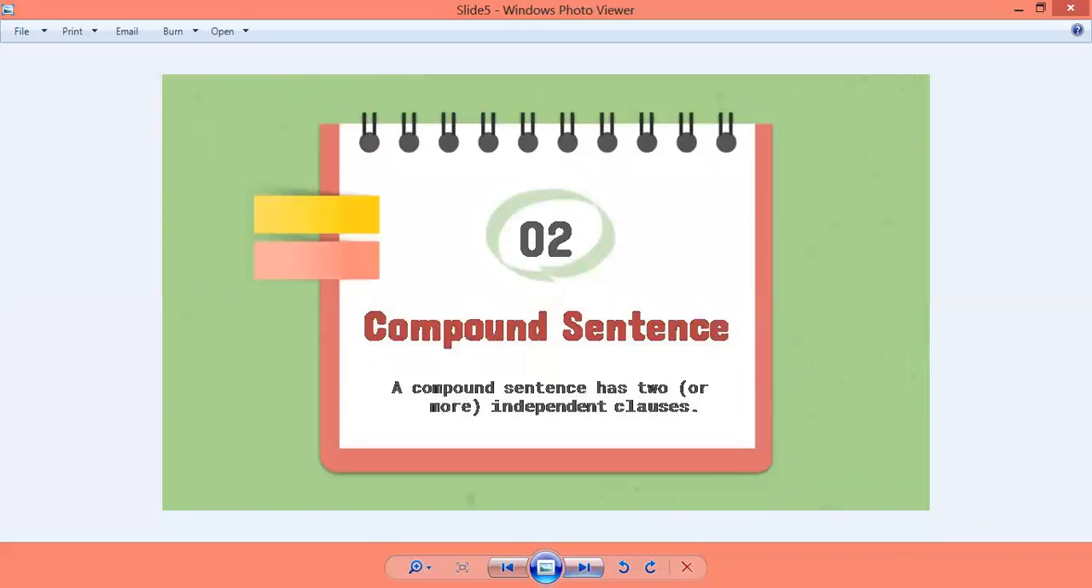Coming to the next one, this is important. Compound sentence क्या है? We will learn examples. We will learn how or what should be used to form a compound sentence and what is there inside a compound sentence. So let us see.